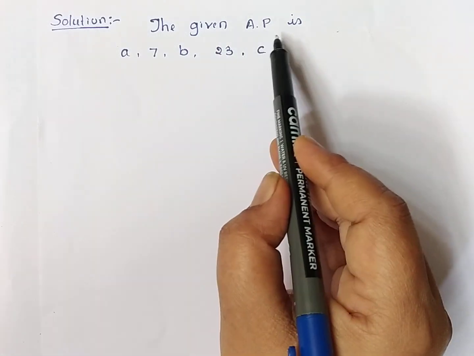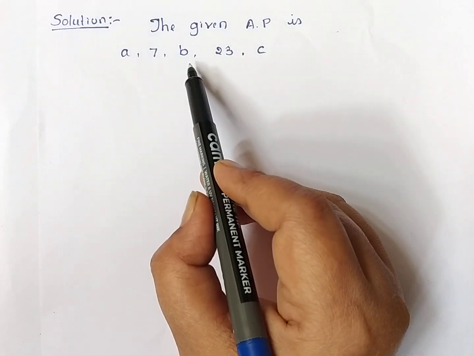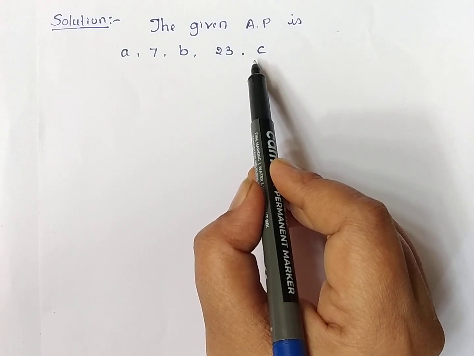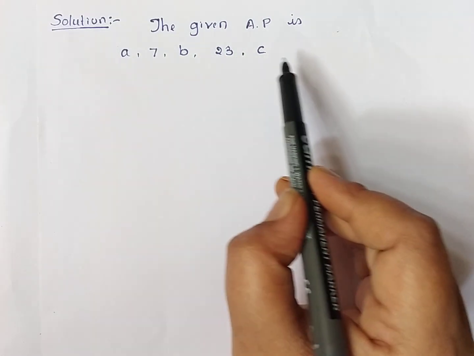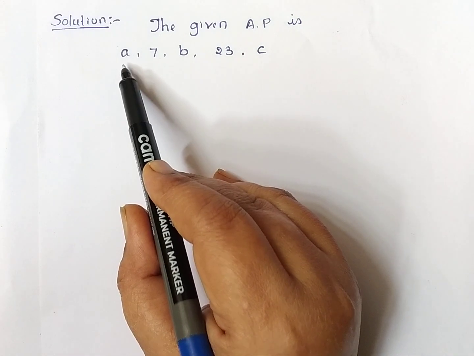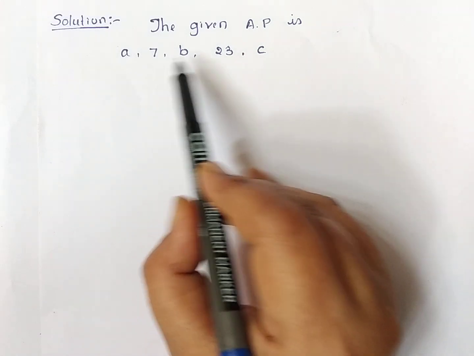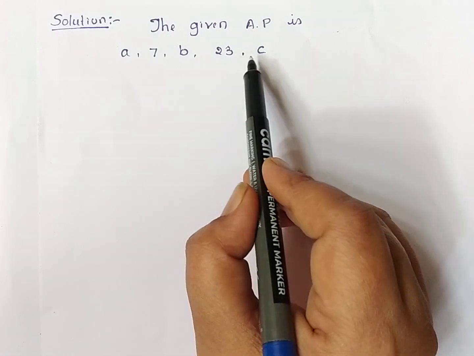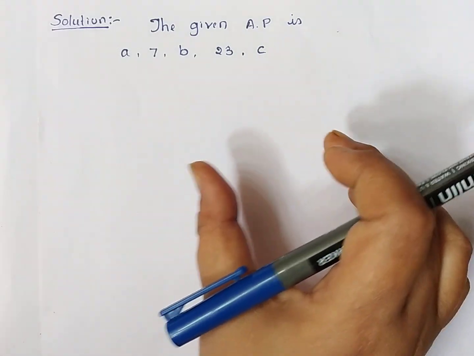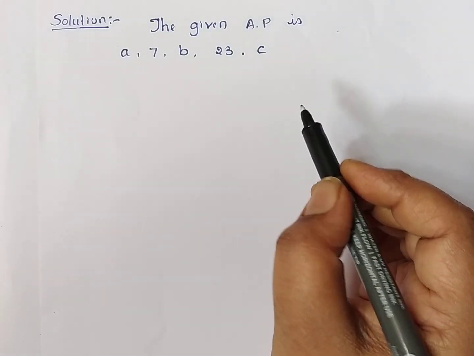The given expression is A, 7, B, 23 and C. When these terms are in arithmetic progression, the common difference is also equal. So the common difference d equals a2 minus a1, equals a3 minus a2, a4 minus a3 and a5 minus a4. By using this we will solve the problem and find the values of A, B, C.